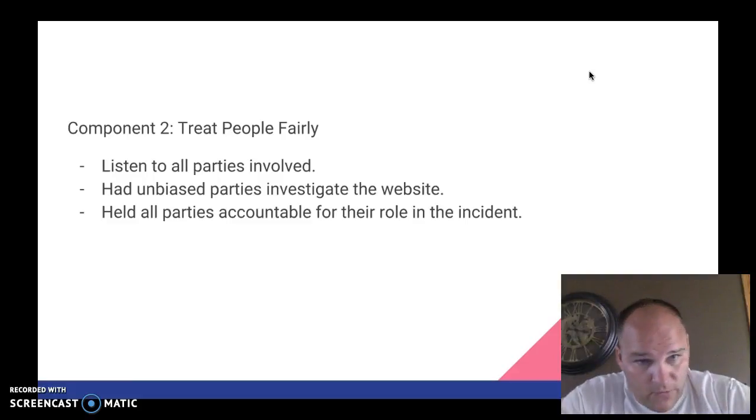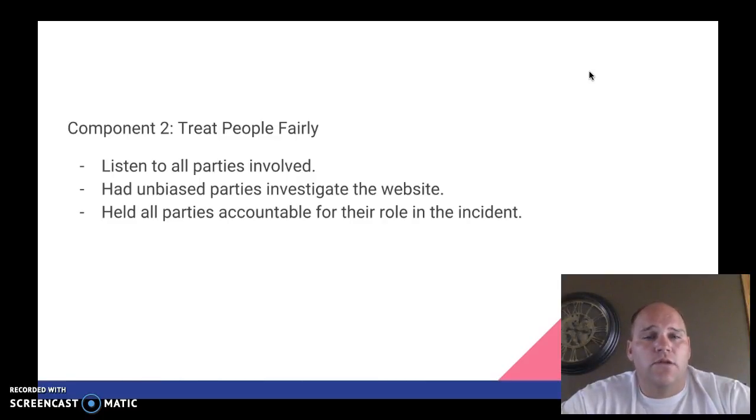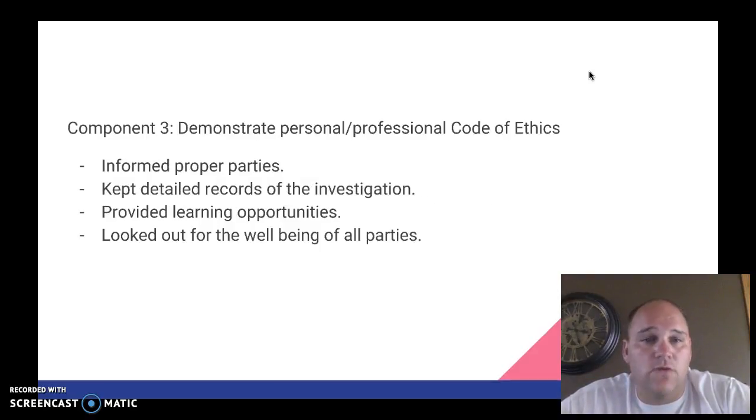Component 2, how did I treat people fairly? I wanted to stress that I listened to all the parties involved before I acted, had unbiased parties investigate the website, the tech department, held all parties accountable for their role in the incident. Ms. Walker has to understand that she needs to improve. The students need to understand that they were out of line in their postings. And then the building principal also has to reflect on himself and see how he could have possibly helped Ms. Walker a little bit more to maybe have prevented this situation from ever happening. So there's a lot of things to look at as far as how this issue was resolved.